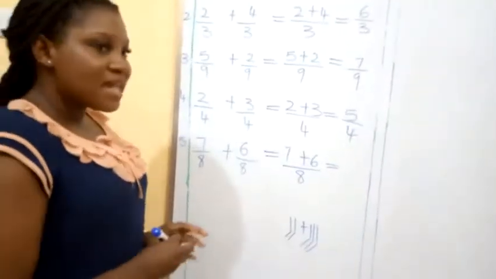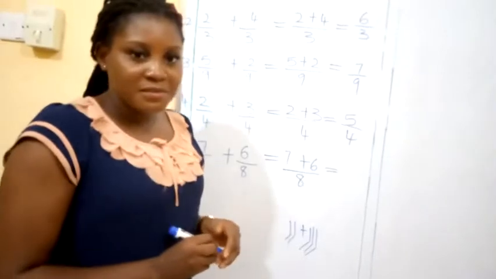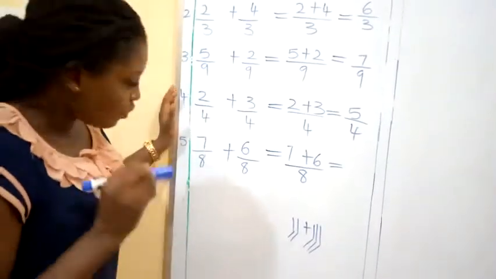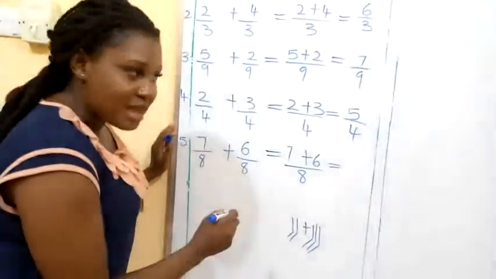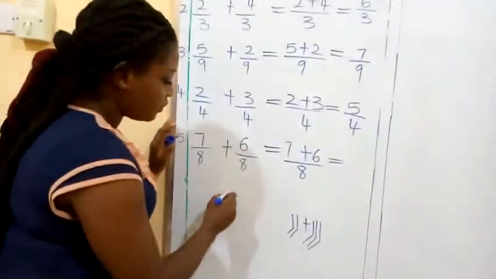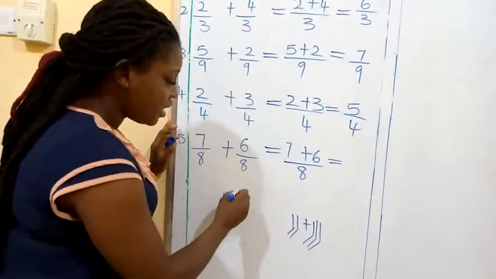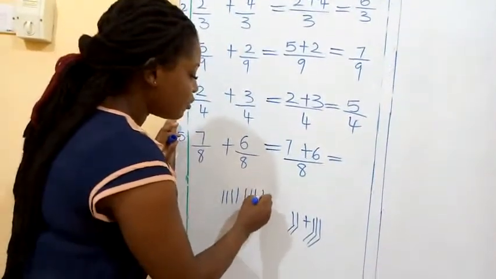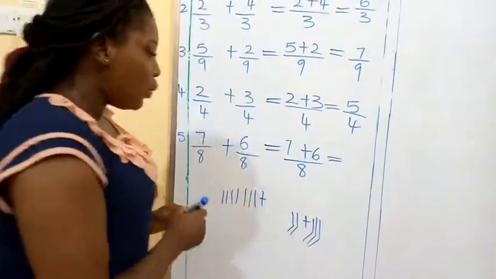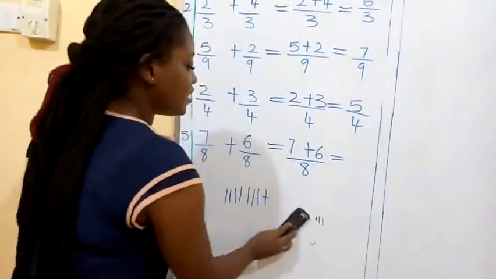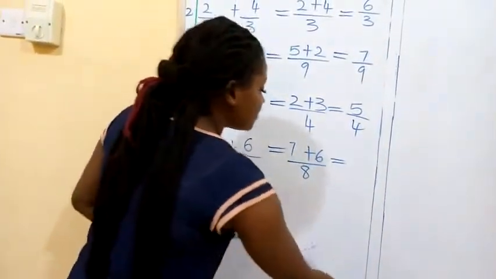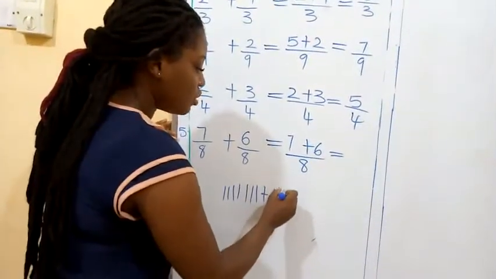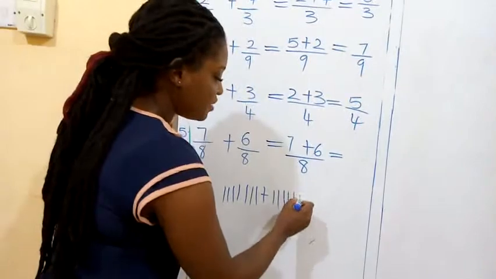Okay, pick up your pencil. Let's do that together. I'm starting. Are you there? All right. Let's count 7. 1, 2, 3, 4, 5, 6, 7. 7 plus what? Plus 6. Let's count 6. 1, 2, 3, 4, 5, 6.